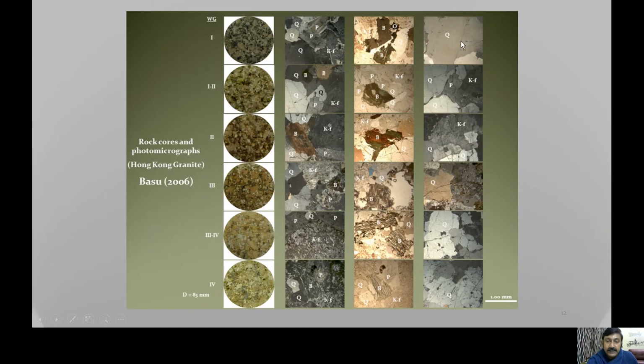If we look at the quartz grains, of course, they do not get altered to other minerals. However, they get more and more disintegrated as weathering intensifies. In case of feldspars, they are getting more and more sericitized as the weathering grade is enhanced.